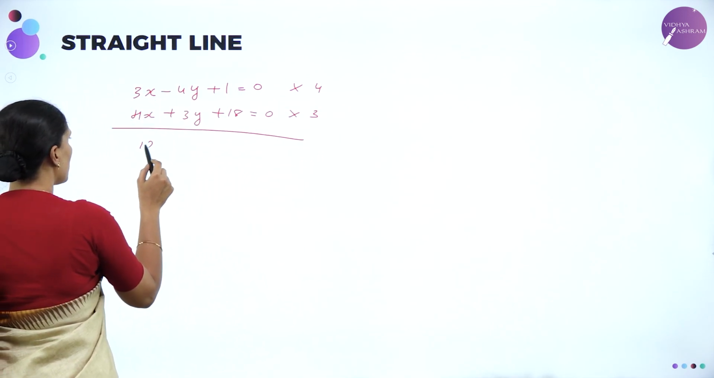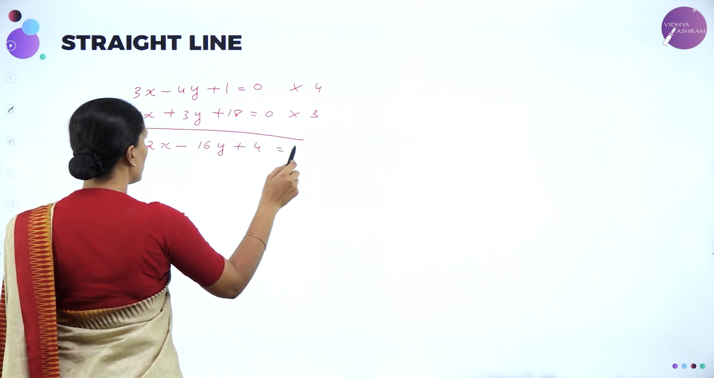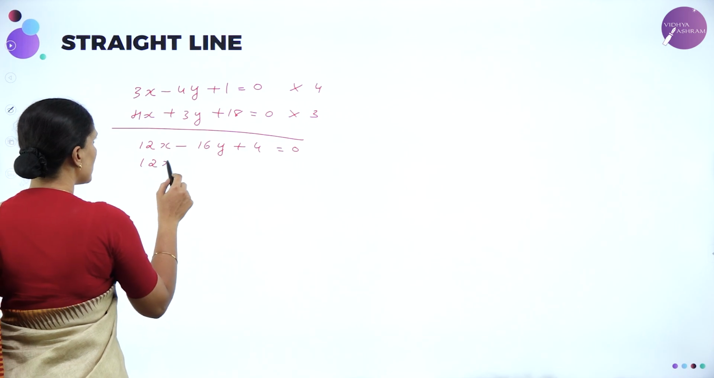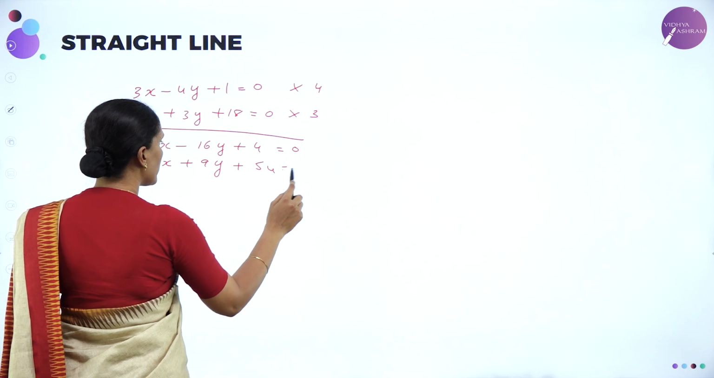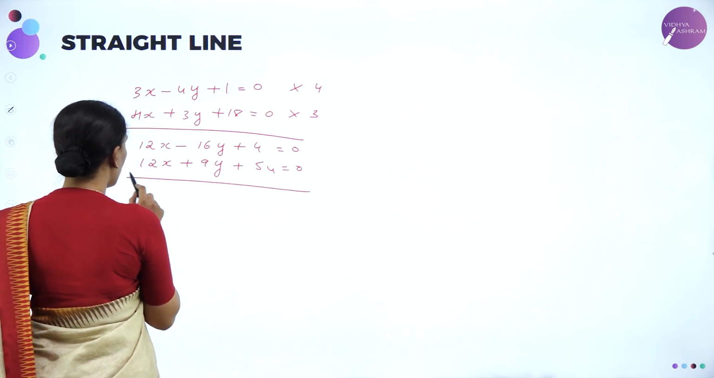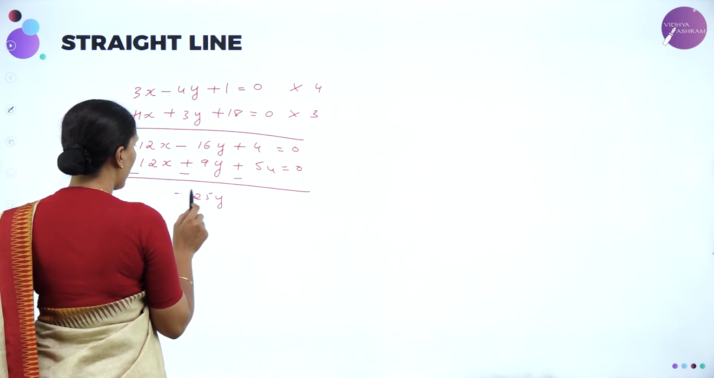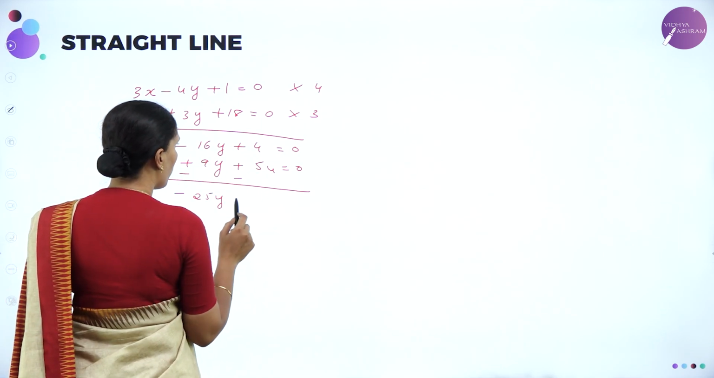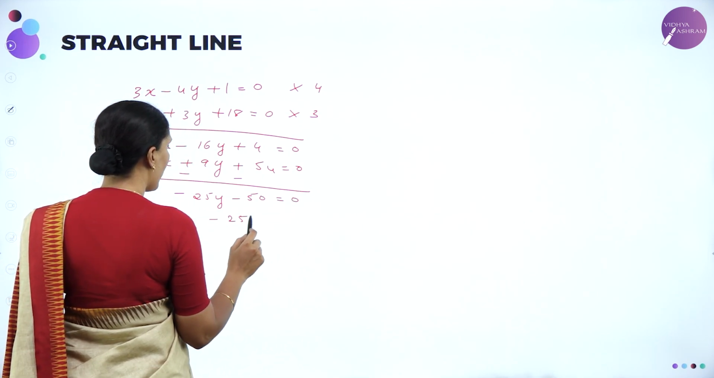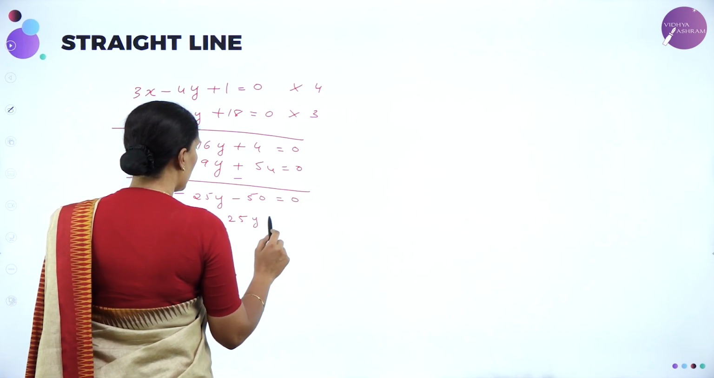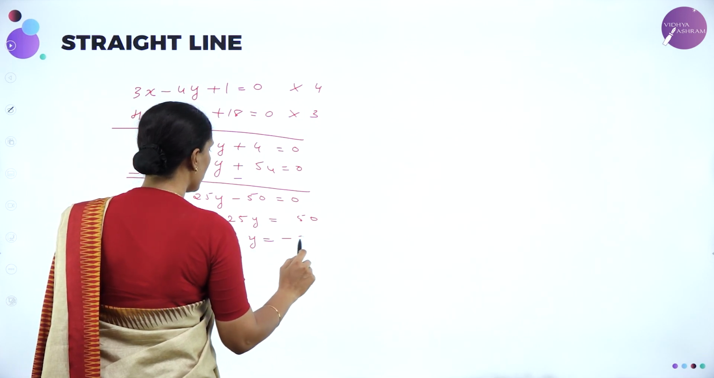So 4 3s are 12x minus 4 4s are 16y plus 4 equals 0. 3 4s are 12x, 3 3s are 9y plus 18 3s are 54 is equal to 0. Now let's subtract: minus, minus, minus. So both are minus 25y. Minus 54 plus 4 is minus 50 is equal to 0. So we have minus 25y is equal to plus 50, or y is equal to minus 2.